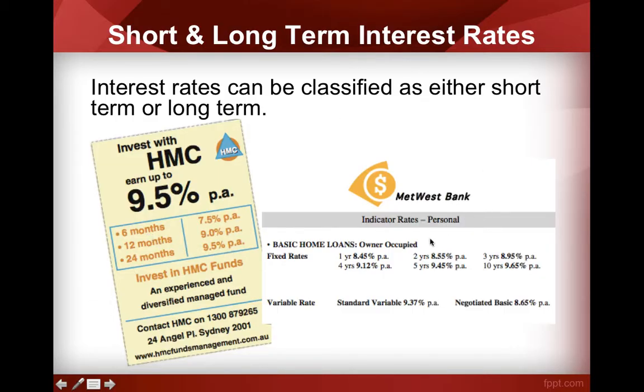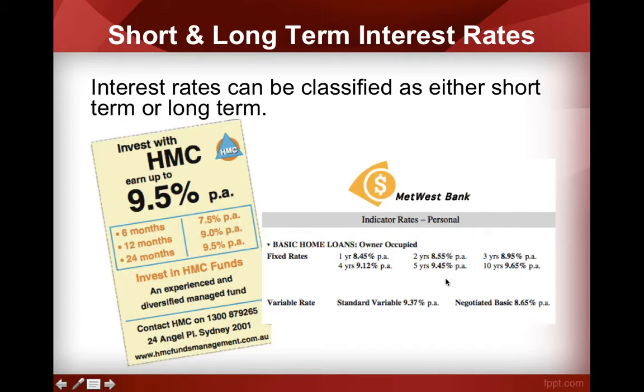On the other hand, you've got MetWest Bank. They've got indicator rates for personal loans, and it has some fixed rates. So for 1 year you get 8.45%. For 2 years it's 8.55%. For 3 years it's 8.95%. For 4 years 9.12%. You can see that the interest rates are progressively getting higher the longer that you have the loan.